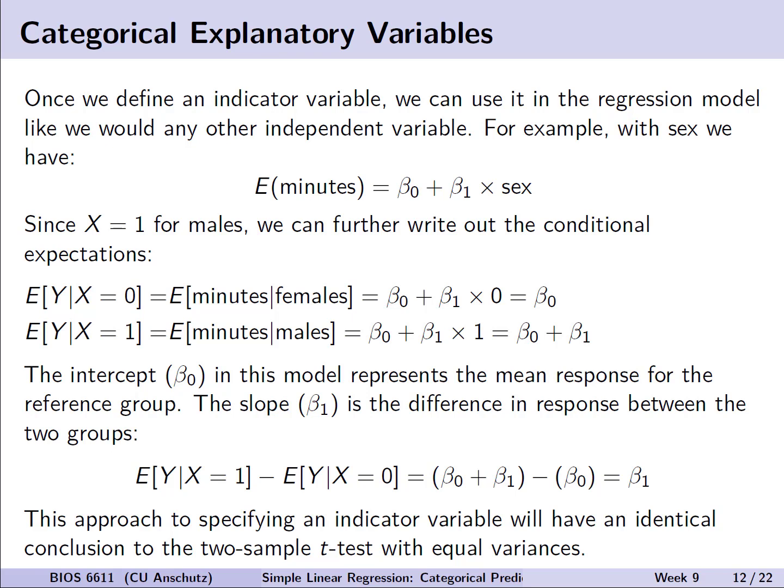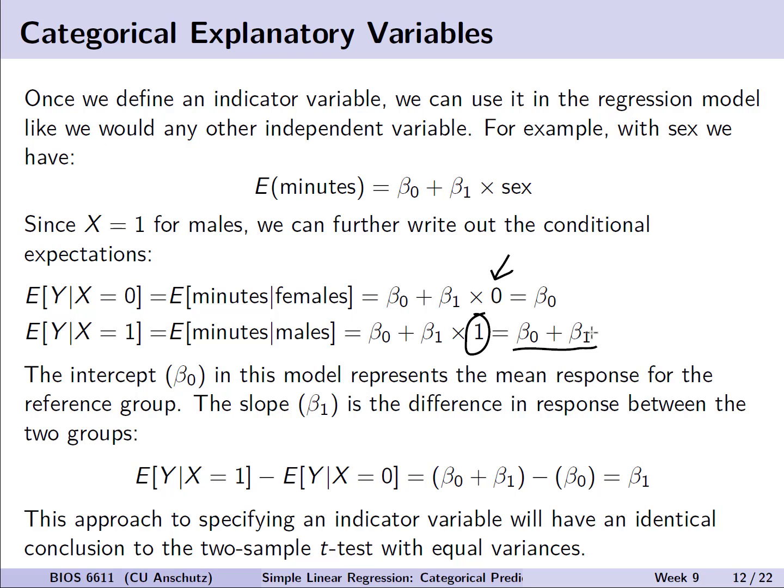Since x equals 1 for males, we could further write this out in the form of conditional expectations, where the expected value of our outcome y given x equals 0 is equal to the expected value of the number of minutes it takes to run a 2-mile run given you're a female. What this really means is that in our equation, we plug in a value of 0 for sex, and all we're left with is beta naught. Likewise, for the expected value of y given x equals 1, or the expected value of how long it takes to run the 2-mile run given you're a male, we plug in a value of 1 for x. And so we're now left with beta naught plus beta 1.